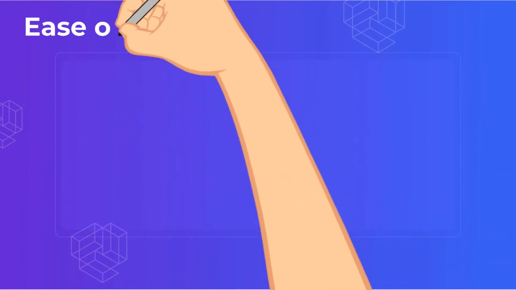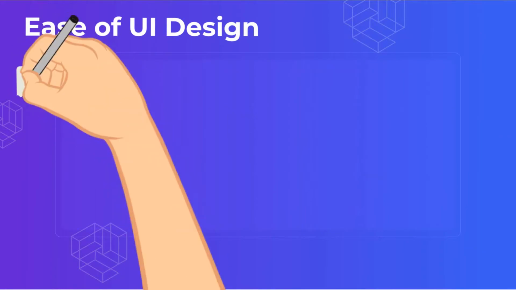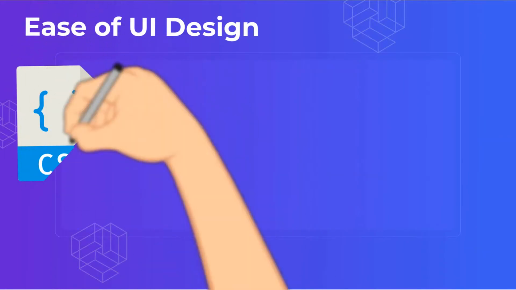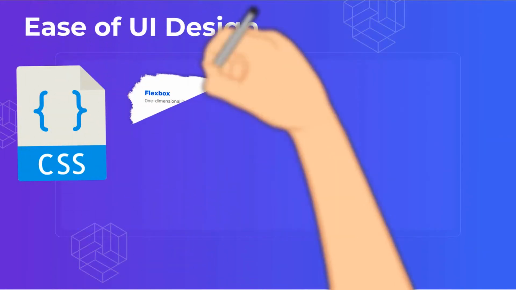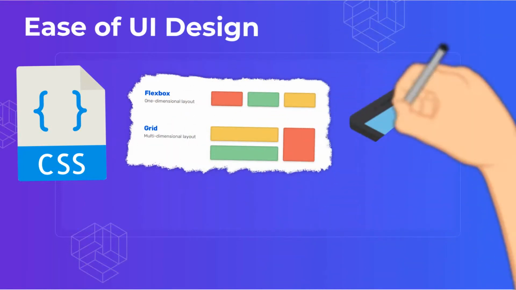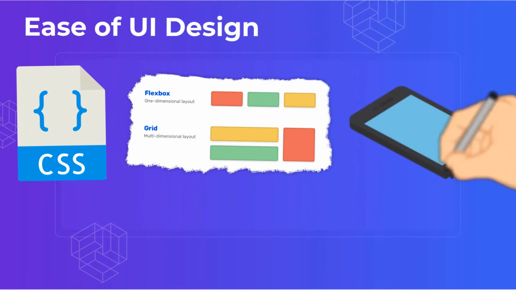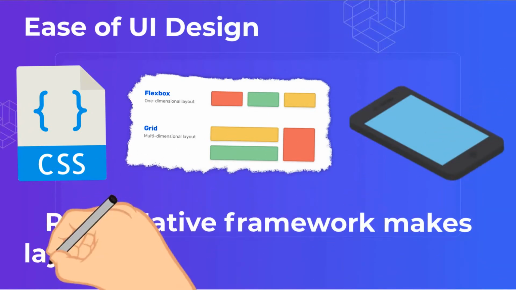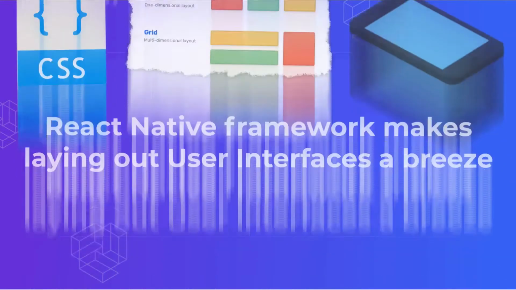Ease of UI design. The React Native framework makes laying out user interfaces a breeze. Developers simply use CSS or Flexbox to create each UI view just as they would if they developed the view in a native app environment. The framework will ensure that the app renders properly on any kind of phone or mobile device.